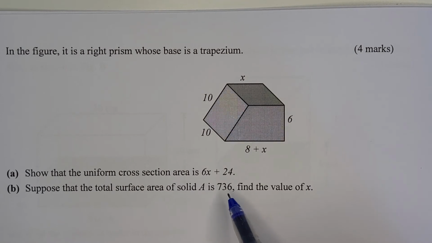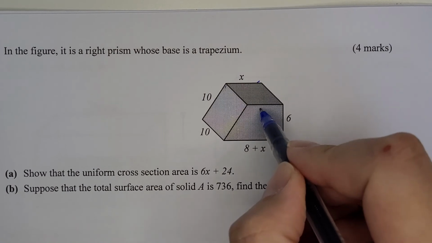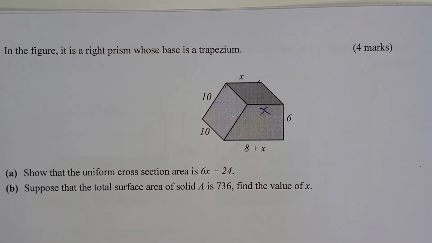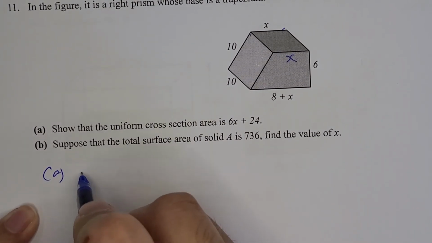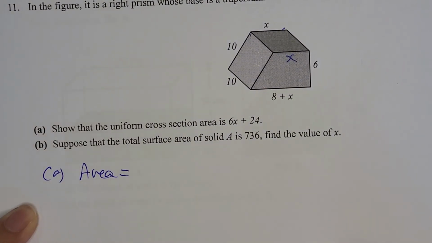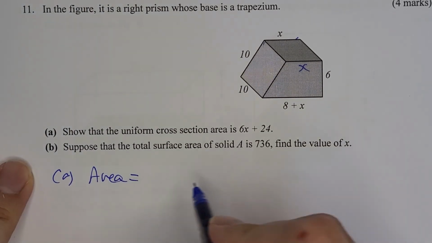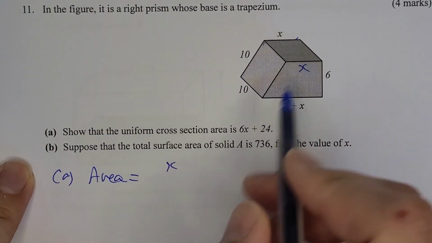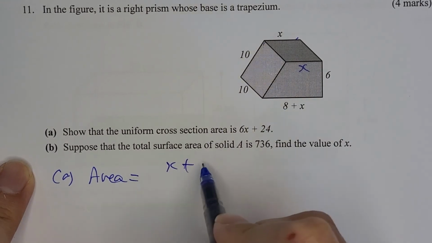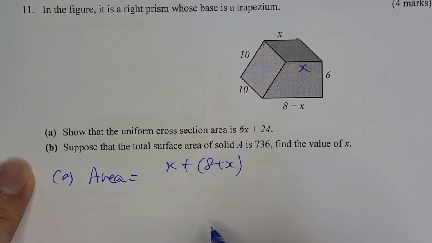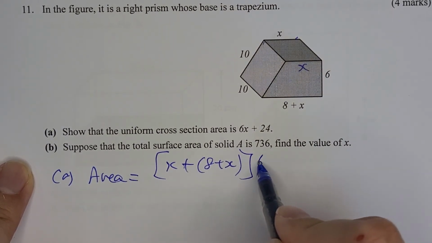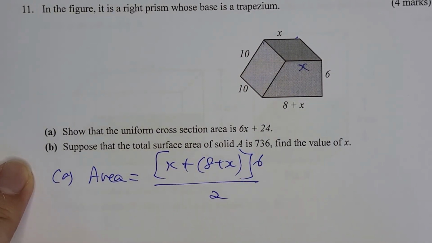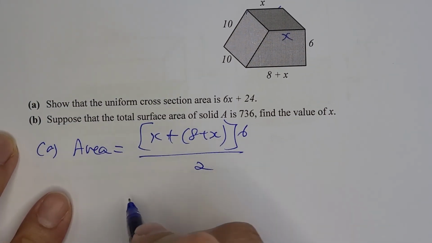Show that the uniform cross-section area is this one. So if this one is x, this one is also x. Okay, so you can do it in this way. The area equals the top x plus the baseline x plus x, and then multiply by the height of this trapezium, 6, over 2. Then try to simplify this.